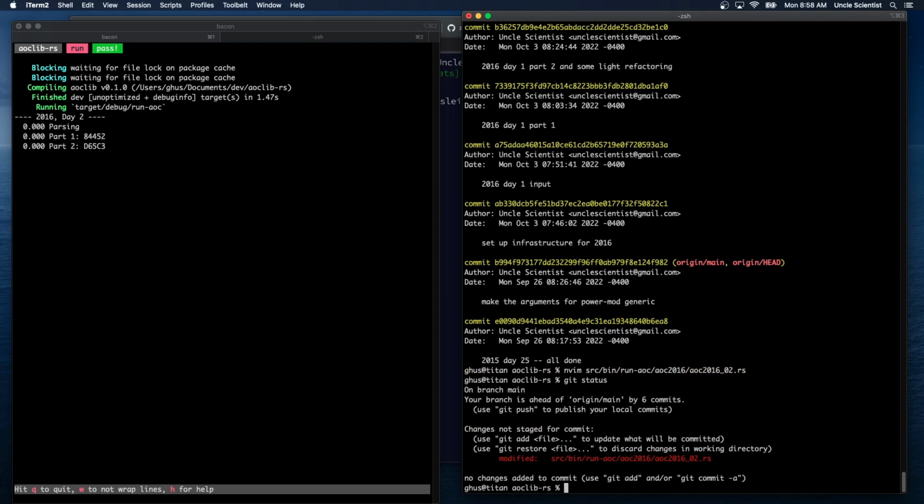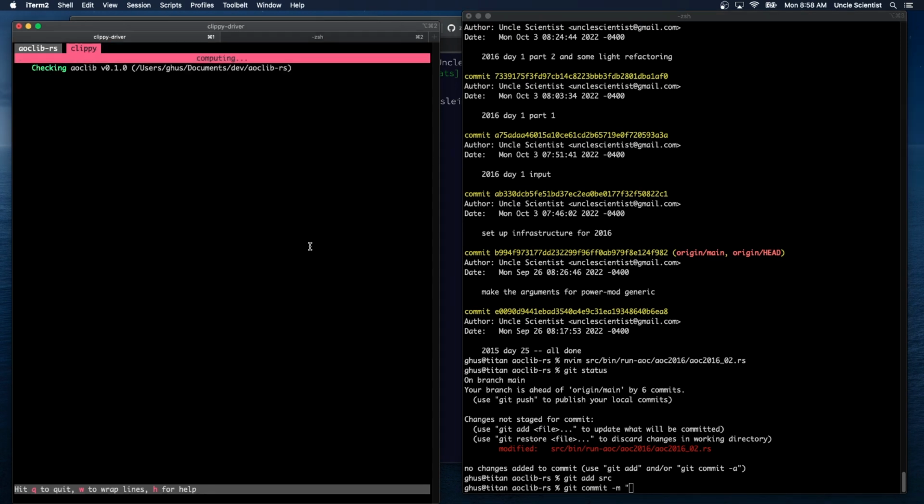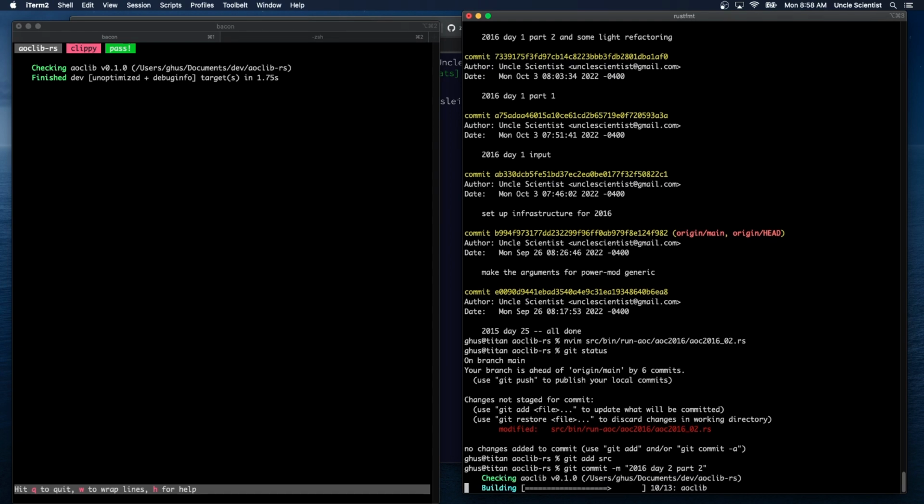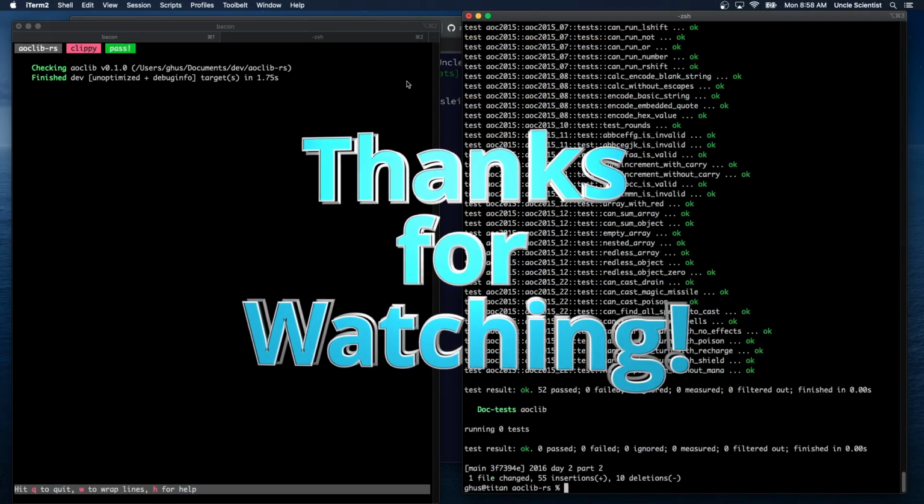Git status, git add source, git commit -m. Let's check with Clippy because it's going to fail if we can't. No, that works. 2016, day 2, part 2. Should we try one more day? Do we have enough time?